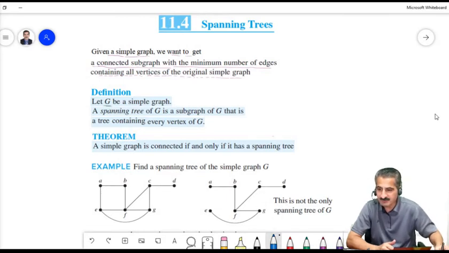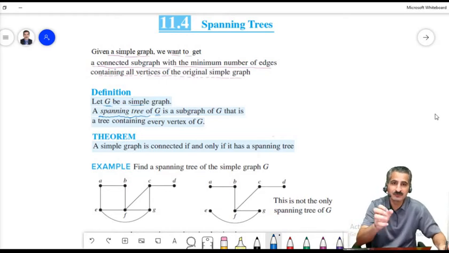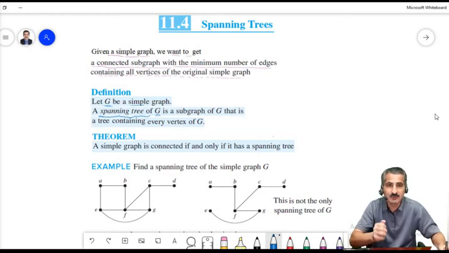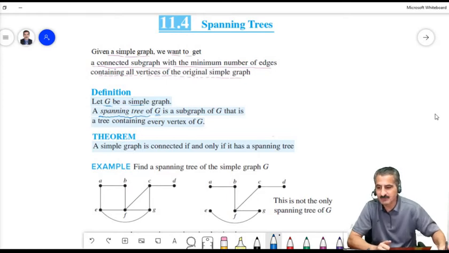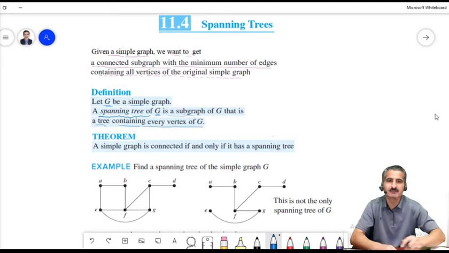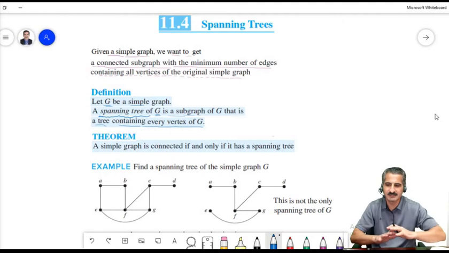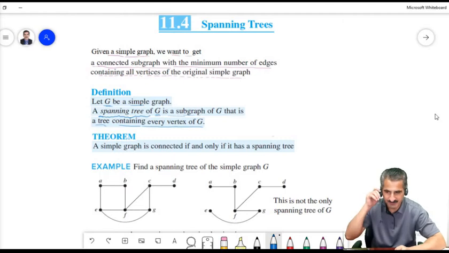We start with G, a simple graph. Now we will define a spanning tree of G. So we have the original graph called G, and we want to get out of G a tree that we call a spanning tree. Why do we call it a spanning tree? Because it is a subgraph which is a tree containing every vertex of G. That's what we mean by span. Span means go over everything in there. Now everything for us here means the vertices.